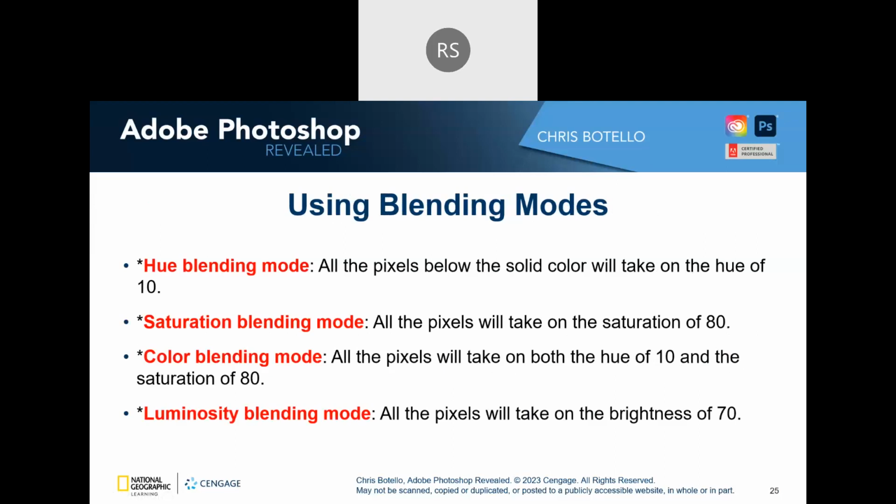With the hue blending mode, all the pixels below the solid color will take on the hue of 10. With the saturation blending mode, all the pixels will take on the saturation of 80. With the color blending mode, pixels will take on both the hue of 10 and the saturation of 80. And the luminosity blending mode is going to set the brightness for those pixels to a brightness of 70.